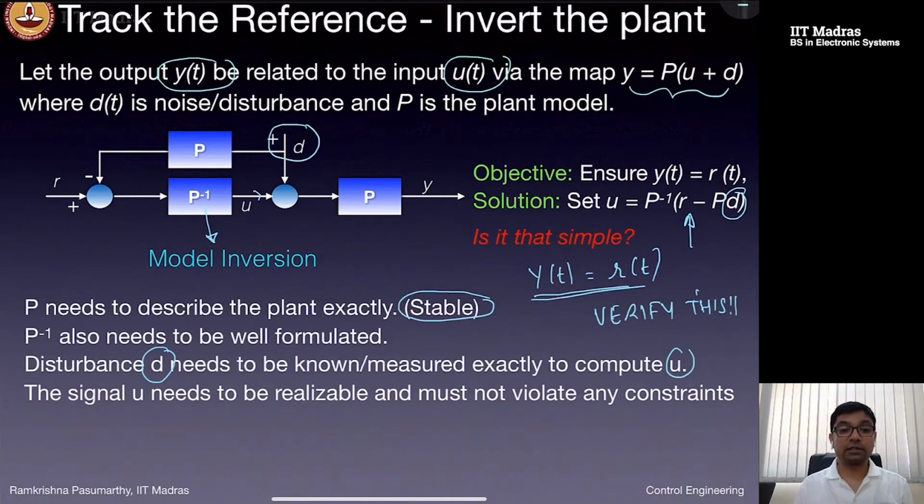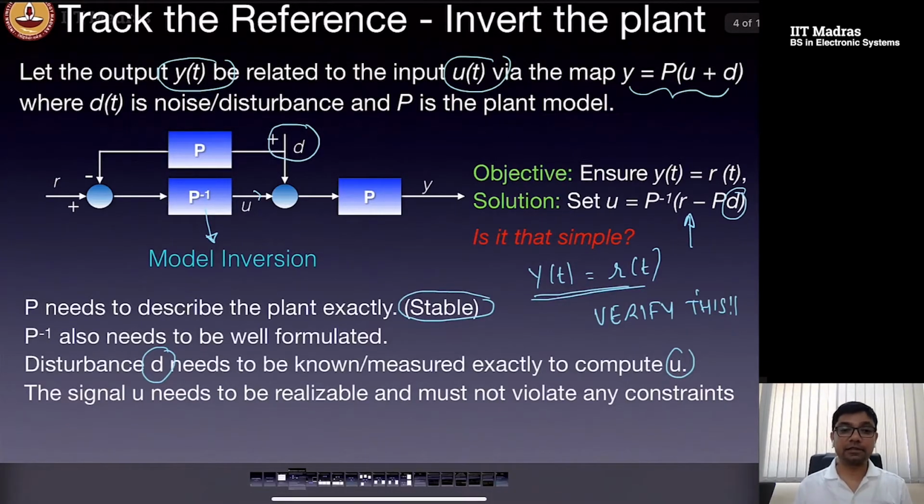And of course, the signal u needs to be realizable. One must not violate any constraints. It should not tell my car to pump in, or my motor to produce a certain torque, which might be beyond the physical limits, and so on. Nevertheless, this is the first situation that we will look at, how to track the reference. First, invert the plant. And we conclude that it is actually not that simple.